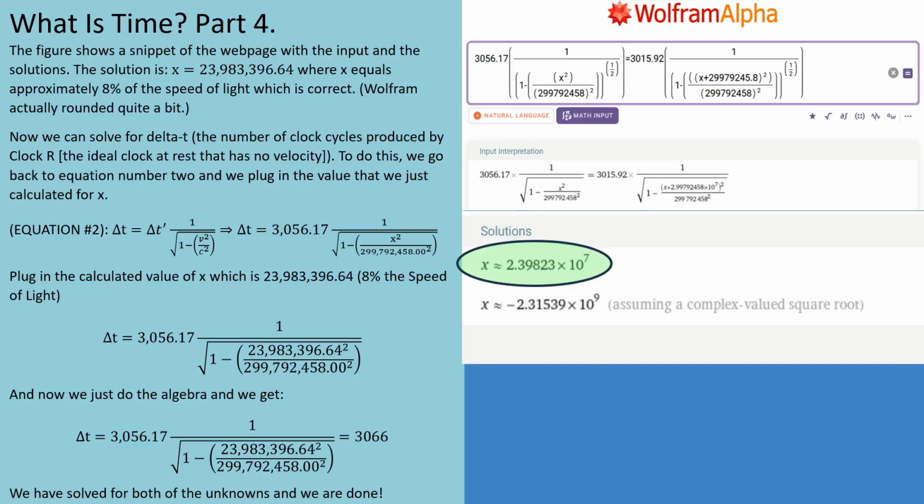Now we can solve for delta t, the number of clock cycles produced by clock R, the ideal clock at rest that has no velocity. To do this, we go back to equation number 2 and we plug in the value that we just calculated for x. So here we have equation number 2. We plug in the calculated value of x, which is 8% of the speed of light, for the velocity v. We plug in the speed of light, which is a constant. And now we just do the algebra and we get 3066 clock cycles for clock R. We have solved for both of the unknowns and we are done.